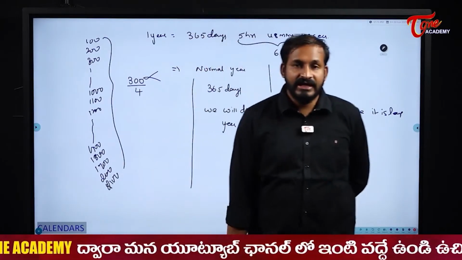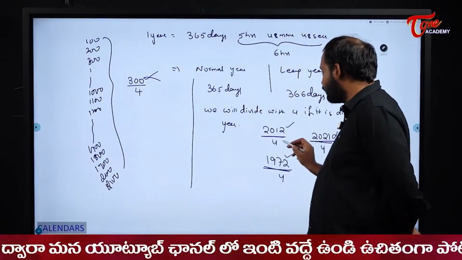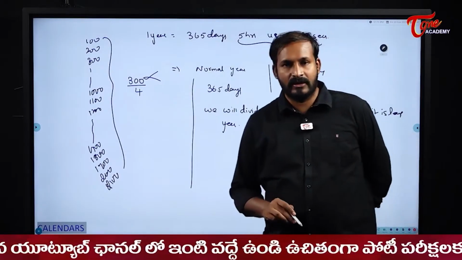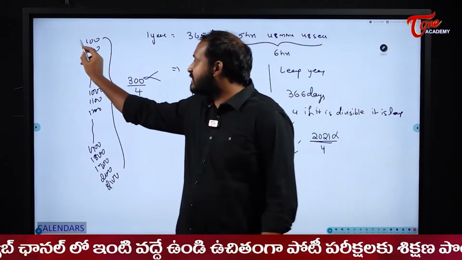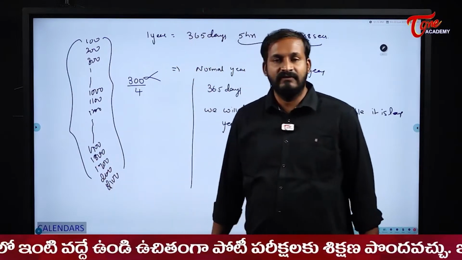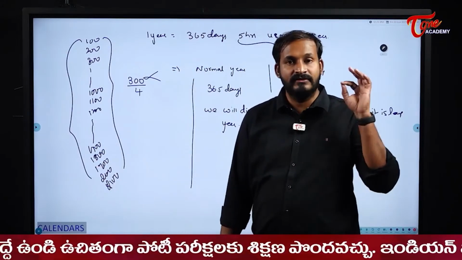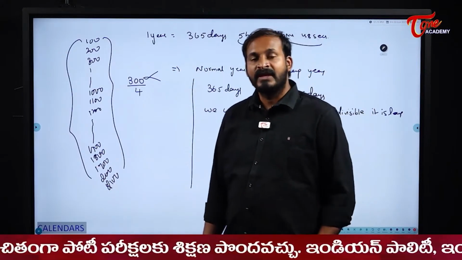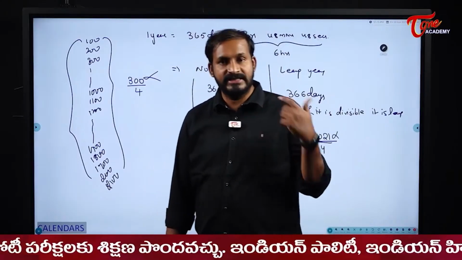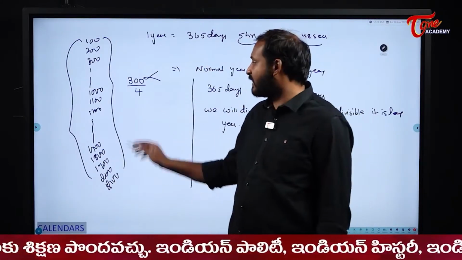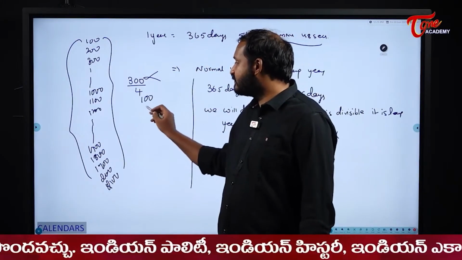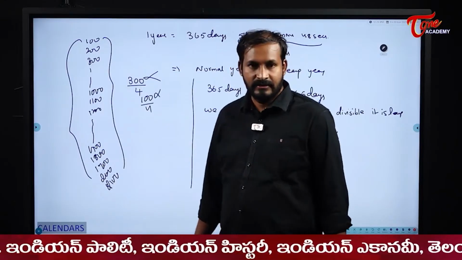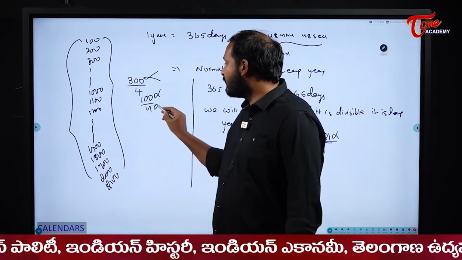If the years are normal years, you can divide them by 4 and then decide whether it is a leap year or not. But in case of centuries, we should not divide them by 4, we should divide them by 400. If they are divisible by 400, then only it is a leap year, else not. For example, 100 is divisible by 4, but 100 is not a leap year. Why? Because 100 is not divisible by 400.